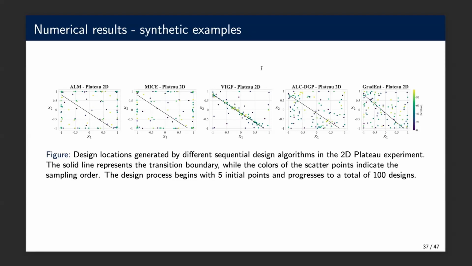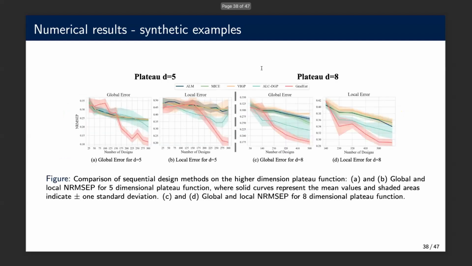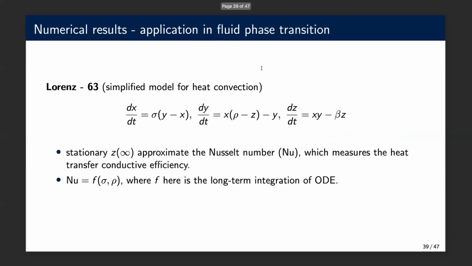With our practical consideration of the Pareto frontier, it balances exploration and exploitation to better cover the whole domain and put more points along the region we're interested in. And that's the performance in high dimensions, with dimensions 5 and 8.